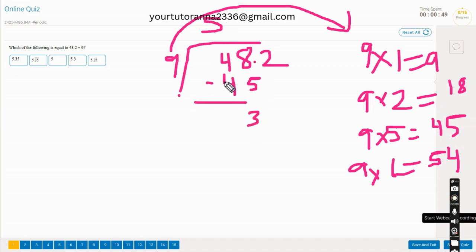8 minus 5 is 3. 4 minus 4 is 0. We put the point up. We bring the 2 down. Right? So 32. Now what is the number that's closest to 32? Then 9 times 3, let's put that here. That is 27. And after 27, we have 9 times 4, which is 36. So 36 is going to be larger.